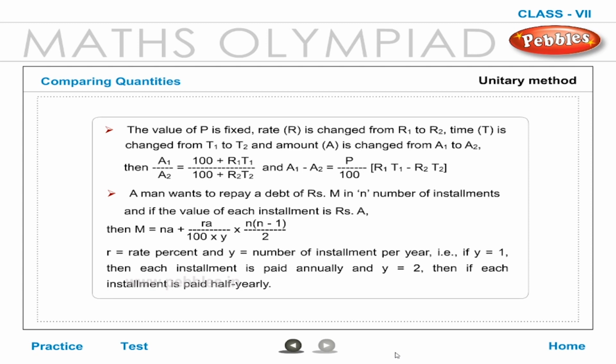A man wants to repay a debt of rupees M in N number of installments, and if the value of each installment is rupees A, then M is equal to NA plus RA divided by 100 into Y into N(N minus 1) divided by 2. R is equal to rate percent and Y is equal to number of installments per year. That is, if Y is equal to 1, then each installment is paid annually, and if Y is equal to 2, then each installment is paid half yearly.